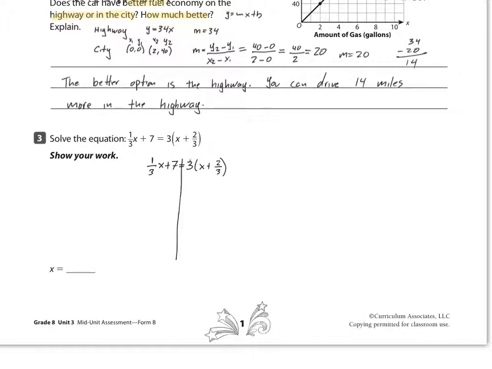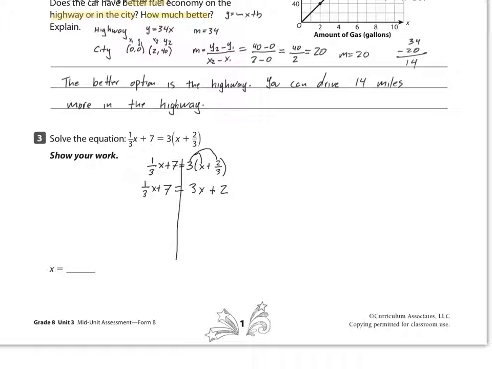I want to distribute the 3 on the right side. The left side is going to stay the same. And you get 3x plus 3 times 2 over 3, the 3's will cancel, and now you're going to be left with 2. If you don't trust me, you can multiply it in your notebook.